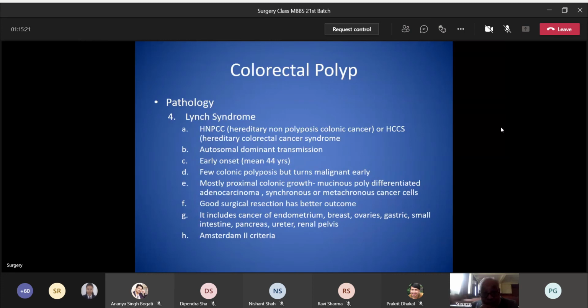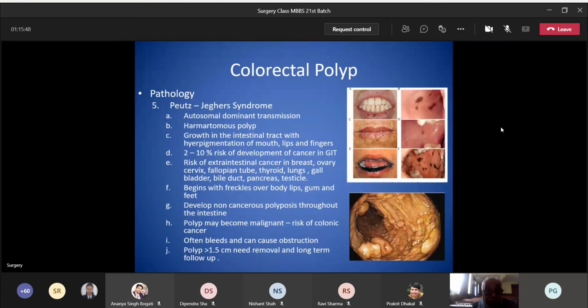So good surgical resection has a better outcome. It includes cancer of the endometrium, breast, ovaries, stomach, small intestine, pancreas, ureter and renal pelvis. So if you see any malignancy in these areas along with the polyposis, they are known as metachronous cancers. They might be present at the same time, or they might come after 6 months or so. So these are Lynch syndrome.